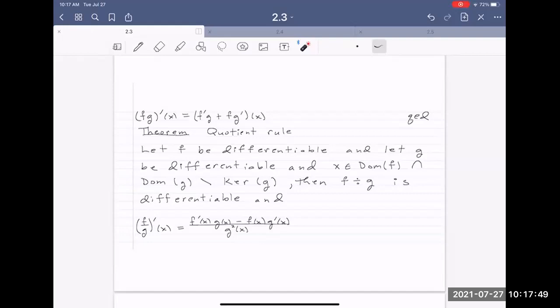So the derivative is the derivative of the numerator times the denominator minus the numerator times the derivative of the denominator, all divided by the denominator squared. So the derivative of a numerator divided by a denominator is the derivative of the numerator times the denominator minus the numerator times the derivative of the denominator, all divided by the square of the denominator.